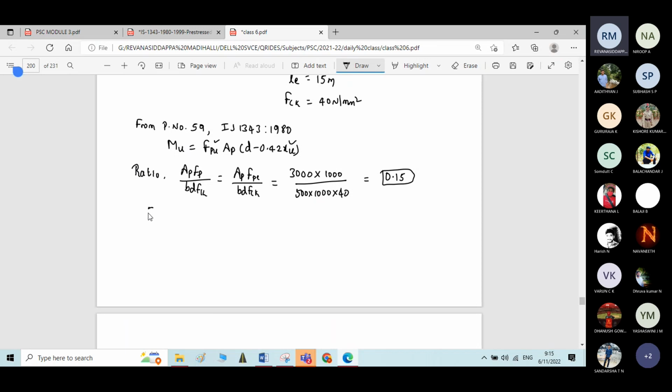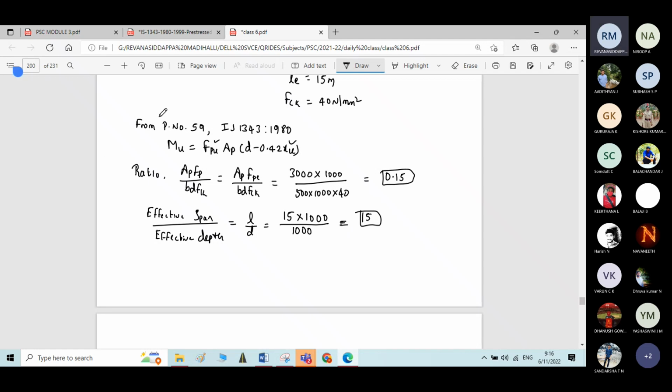Effective span to effective depth, L by D, is equal to 15 meter, which is the length of the beam given, correct? In terms of mm, it is 15,000 mm, means 15 into 1000, divided by effective depth, which is given as 1000 mm. So the ratio will be how much? It will be 15. The ratio will be 15.